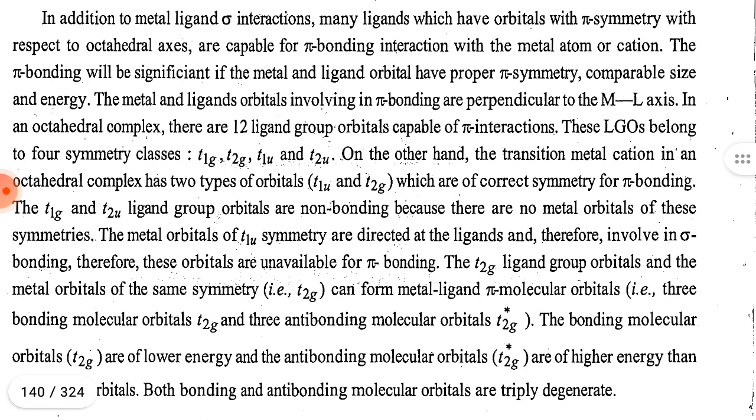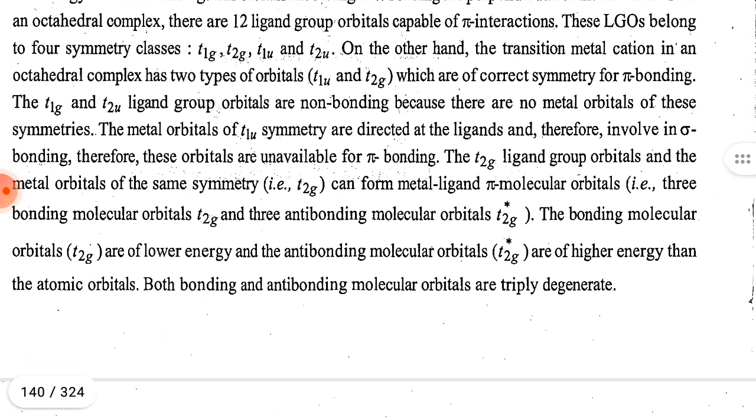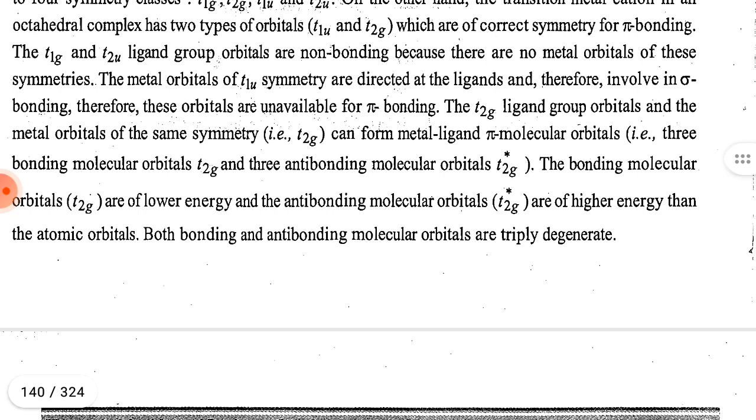In an octahedral complex, there are 12 ligand group orbitals capable of pi interaction. These ligand group orbitals belong to the four symmetry classes t1g, t2g, t1u, and t2u. On the other hand, the transition metal cation in an octahedral complex has two types of orbitals, t1u and t2g, which are of correct symmetry for pi bonding. The t1g and t2u ligand group orbitals are non-bonding because there are no metal orbitals of this symmetry. The metal orbitals of t1u symmetry are directed at the ligand and therefore involved in sigma bonding. Therefore, these orbitals are unavailable for pi bonding.